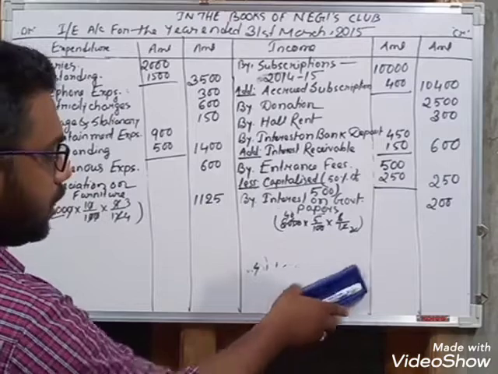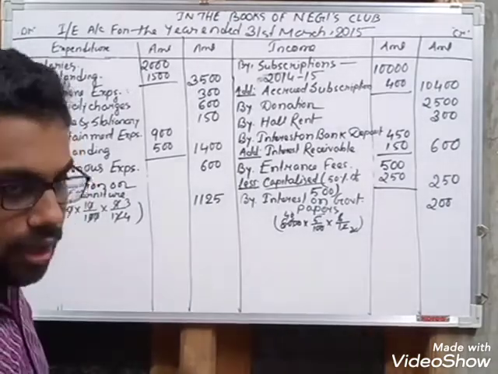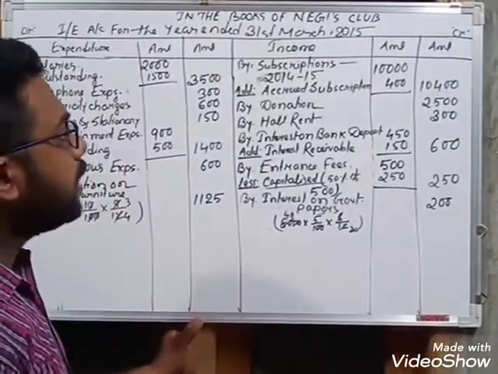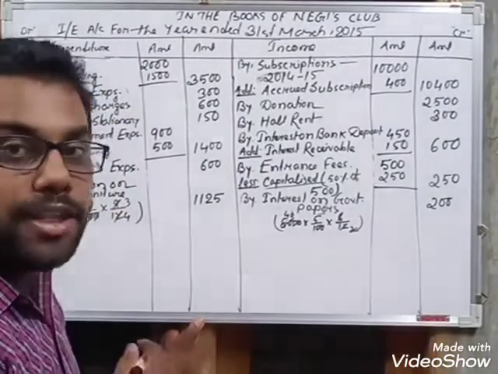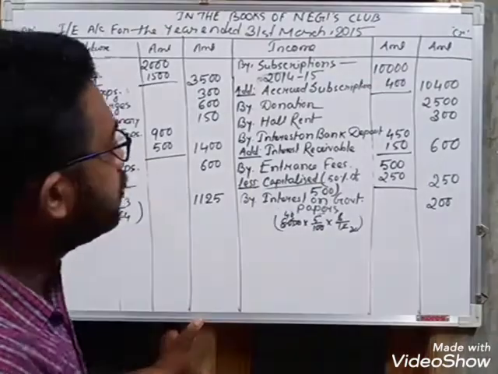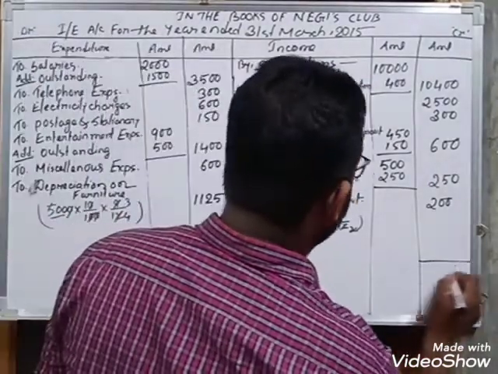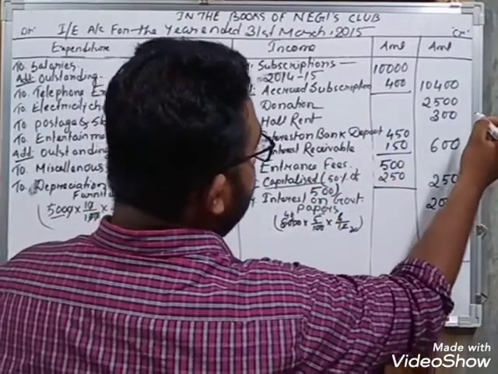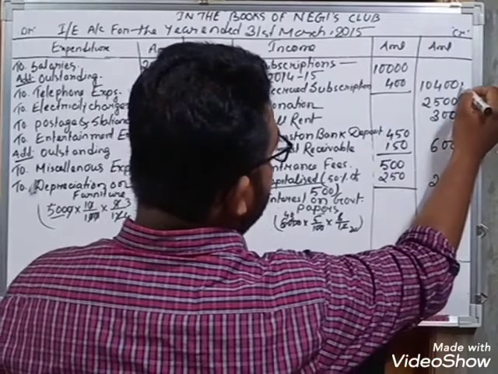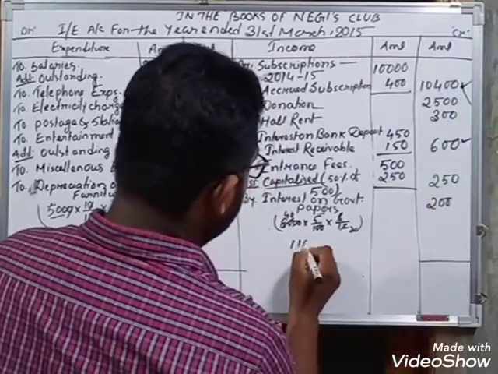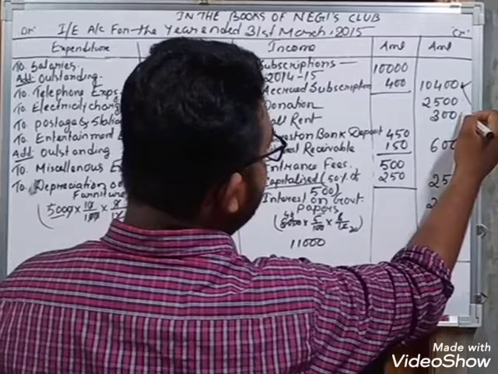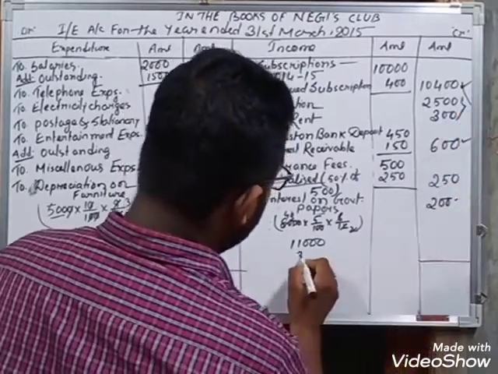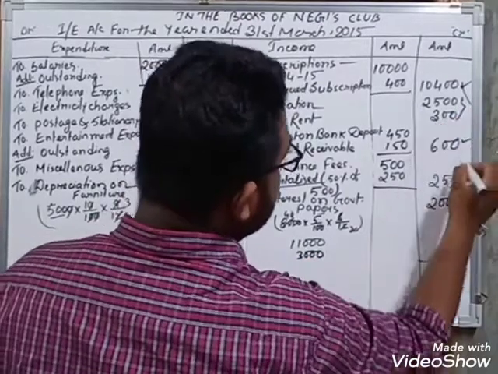So this is the question where we have put in all the information. Now we have to balance. That means we check whether the income side is greater than the expenditure side or the expenditure side is greater than the income side. So let's see. First we should total the income side. 10,400 plus 600, 11,000. Then 2800 plus 200 is 3,000, and this 250.